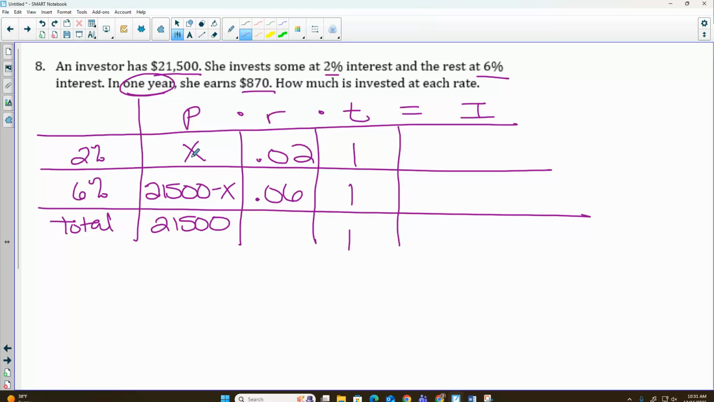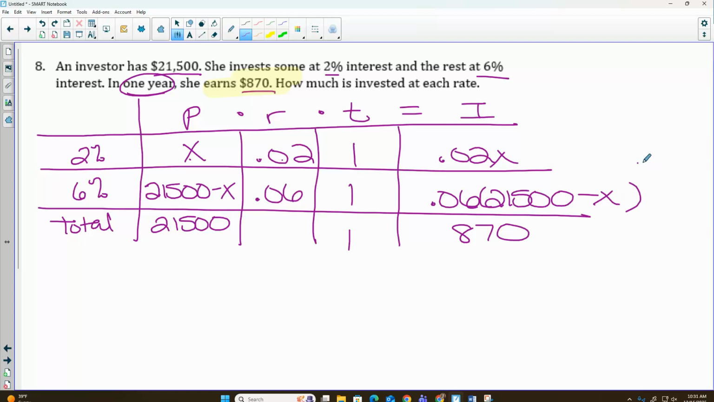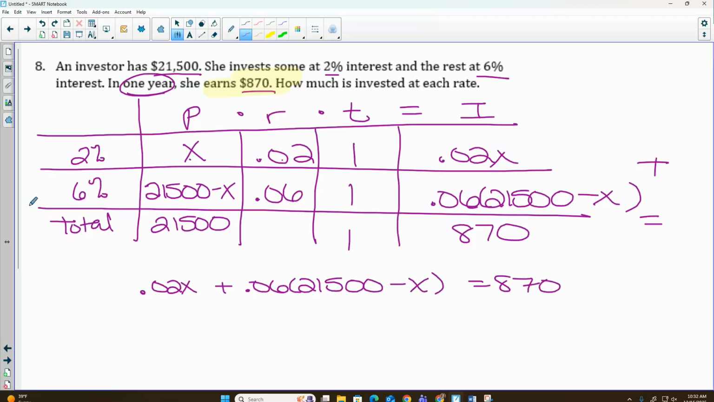All right, we can get interest by multiplying P times R times T. So this is 0.02x. This is 0.06 times 21,500 minus x. Did I give you the rate for my total? No. So where do you think this 870 goes? It is the total interest. And once we have this much, we can solve it just by adding the 2 to equal our total. So 0.02x plus 0.06 times 21,500 minus x equals 870.